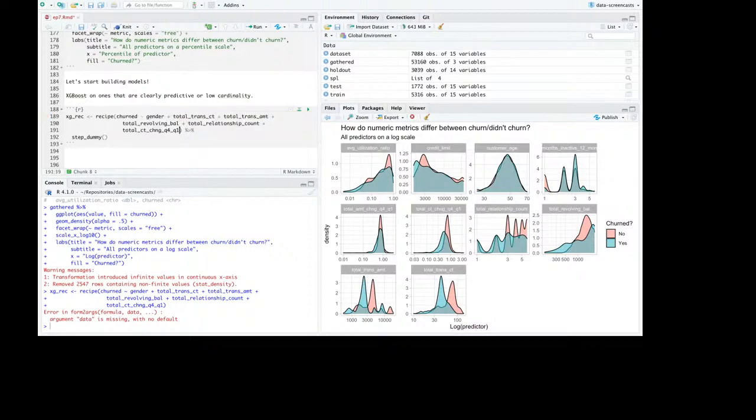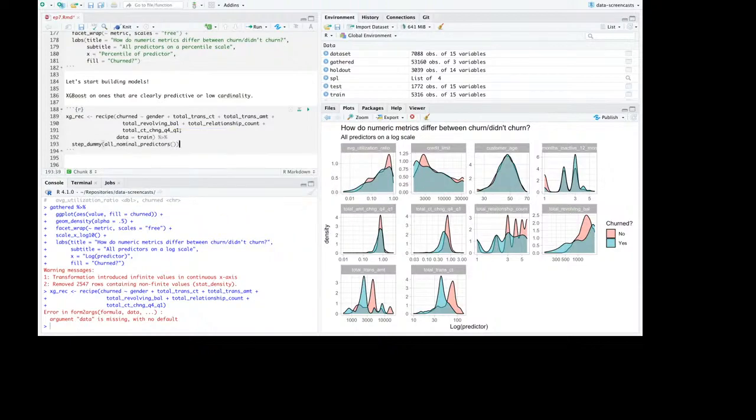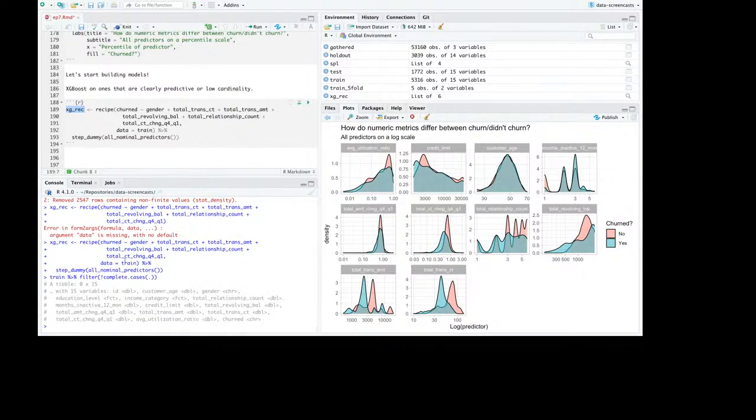And train equals data is train. Step dummy, categorical, all nominal predictors. Do I have any missing data? Nope. That's pretty cool, actually.